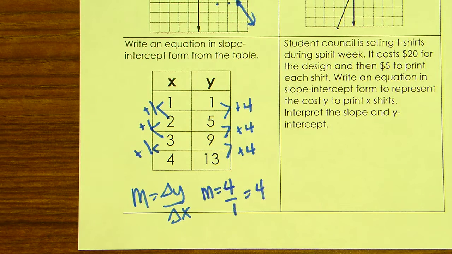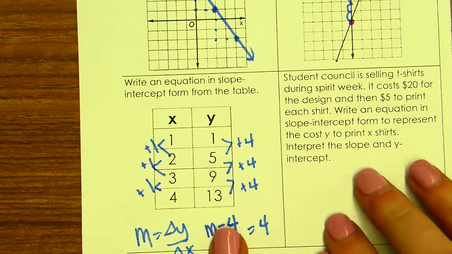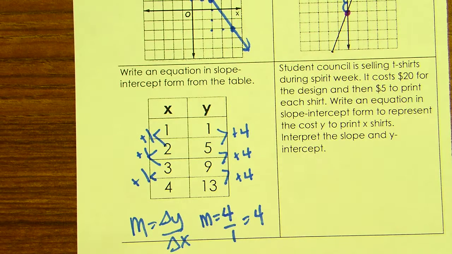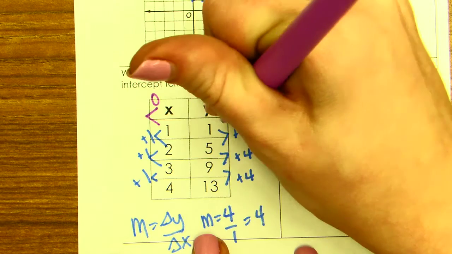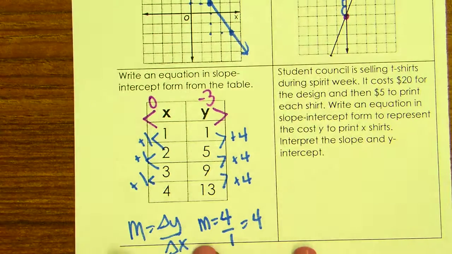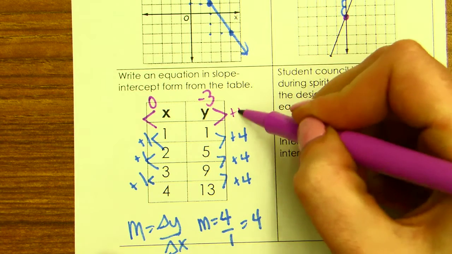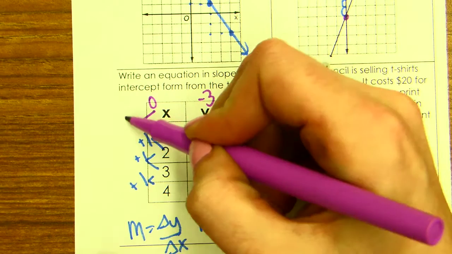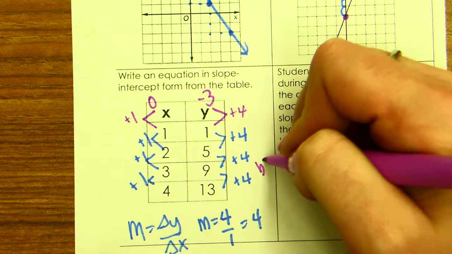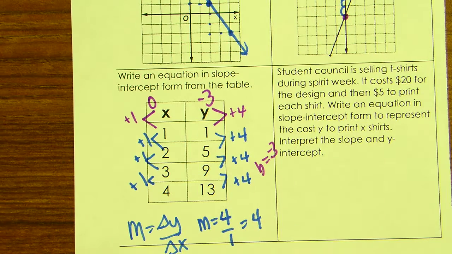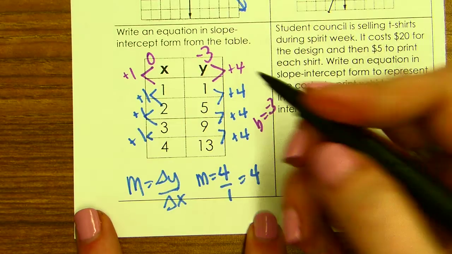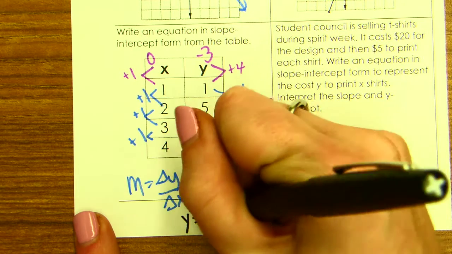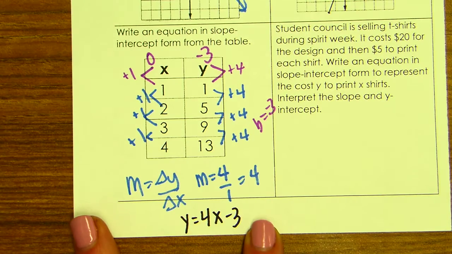The table does not show me the y-intercept. When the line crosses the y-axis, the x value is always 0. So I'm going to go backwards. If I go backwards 1 to 0, then I have to go backwards 4, so the y-intercept would be negative 3, because I have to still keep my chain going up by 4s. So I know my y-intercept is negative 3. So if I have a slope of 4 and a y-intercept of negative 3, my equation is going to be y equals 4x minus 3.